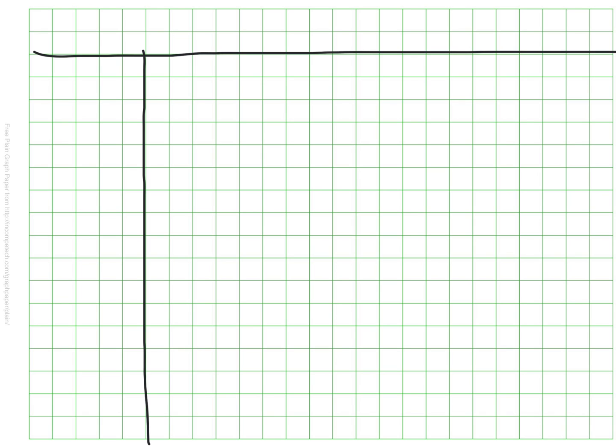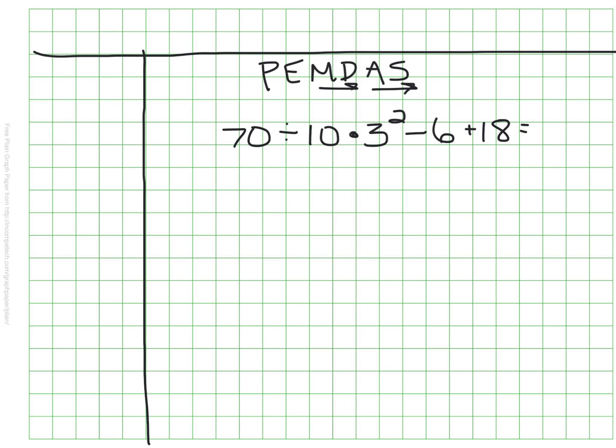Let's try another. This one's much longer, so it's going to be even more important that I use my snow cone method to keep things organized. So the first thing I noticed is that I don't see any parentheses, so I'm going to skip that. But I do see an exponent, right? Right here, I see 3 squared. And remember, 3 squared is 3 times 3, so I get 9. From there, I'm going to rewrite what is left to do.